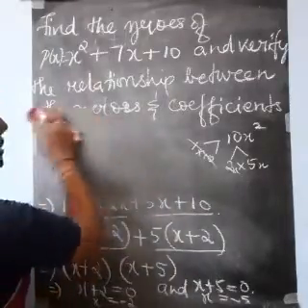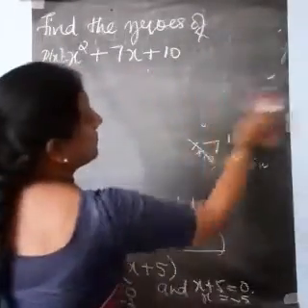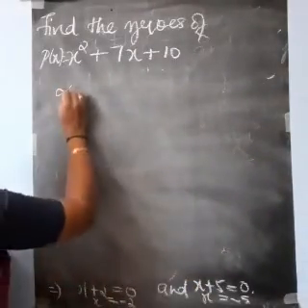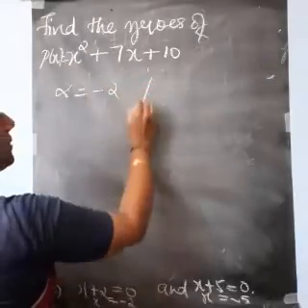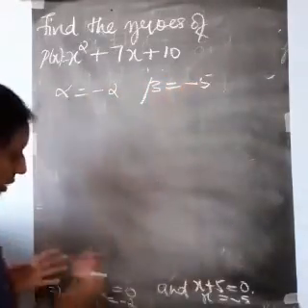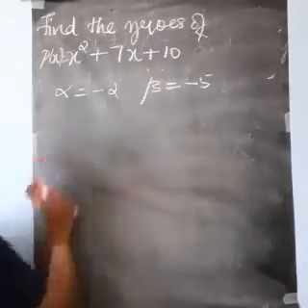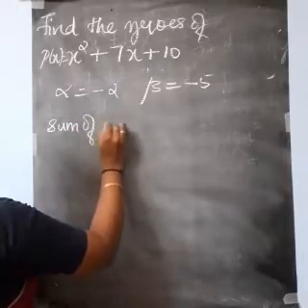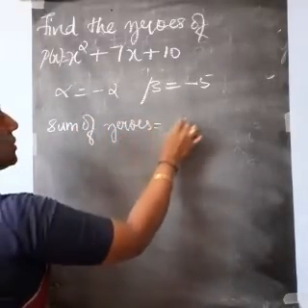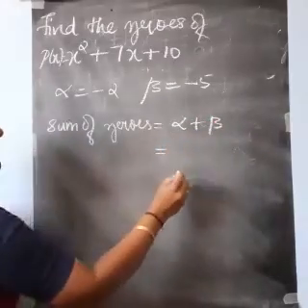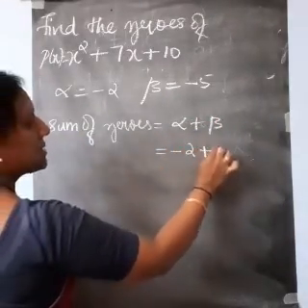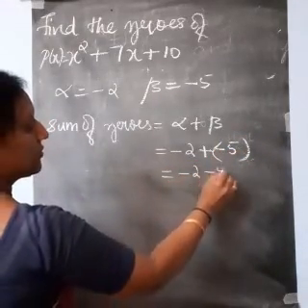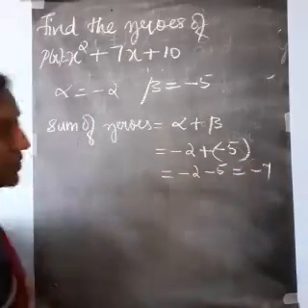Now for that, what I am going to do is, let alpha equal to minus 2 and beta equal to minus 5. These two are my zeros. Now let me see what is sum of zeros equal to. Sum of zeros is equal to alpha plus beta. And what is that equal to? Minus 2 plus minus 5. So what will I get? I will get minus 2 minus 5, which is equal to minus 7.